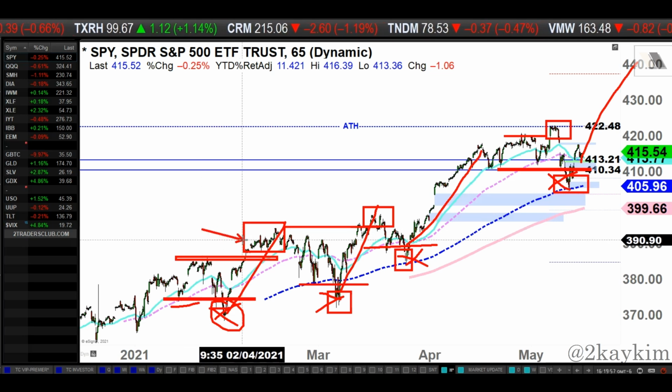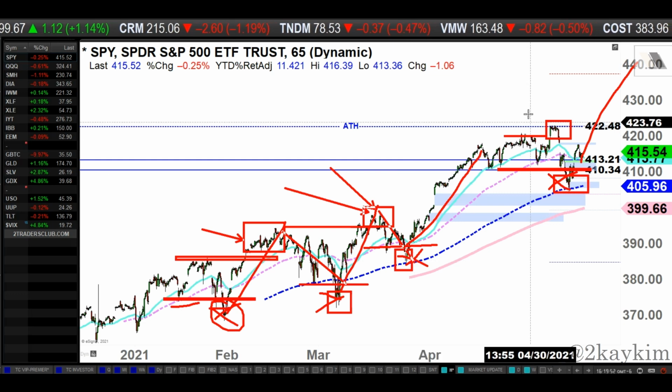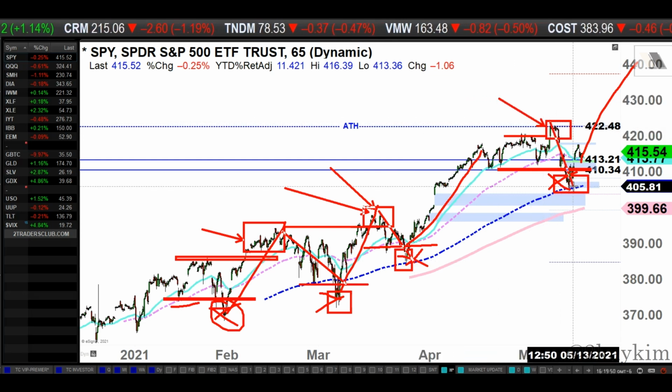Or you're trying to chase the top. You chase the top, market comes back down. This kind of sad stuff happens over and over and over again, right?